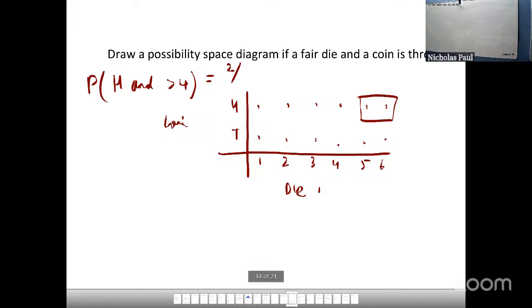How many possibilities do we have there? 12. So you have 12 possibilities, 12 dots, 6 on top and 6 underneath. The diagram is to help you see everything.